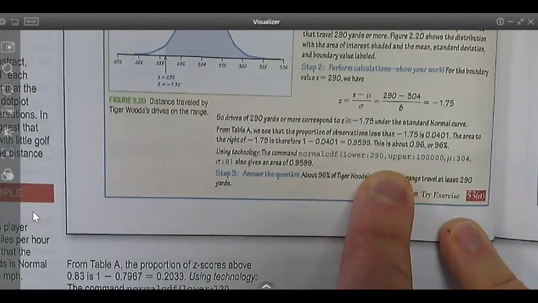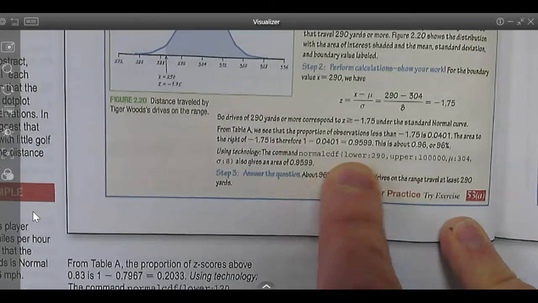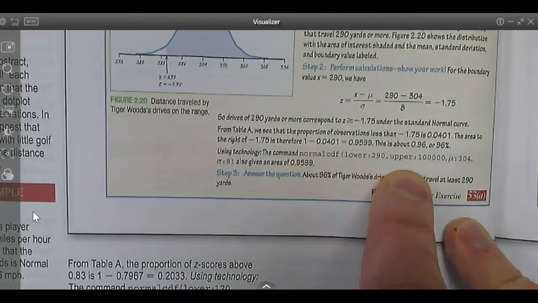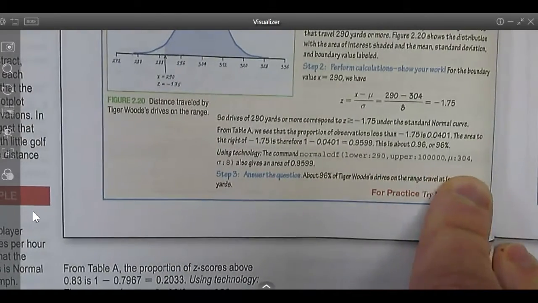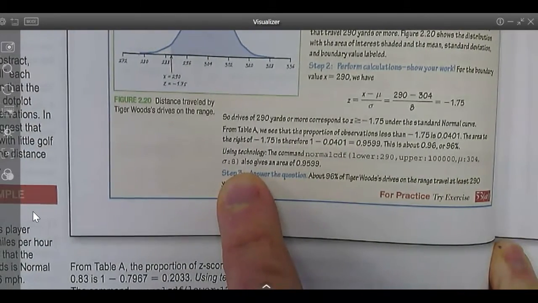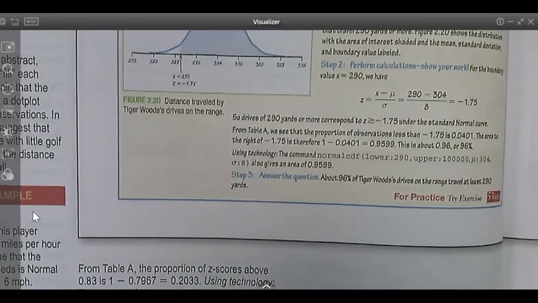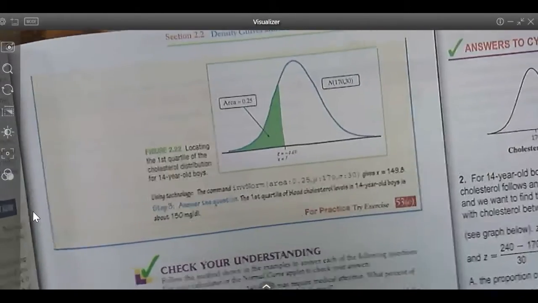We should not be using this. The lower value would be negative 1.75. The upper value would be a very large number, infinity, 999, whatever. Mean 0, standard deviation 1. And that's going to give me the area under the curve. So I think that's pretty much it.